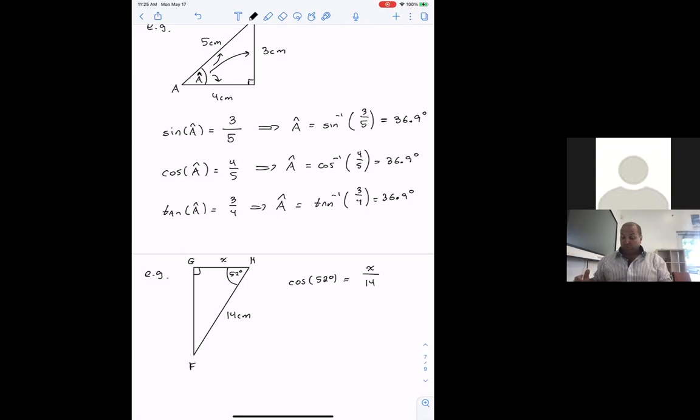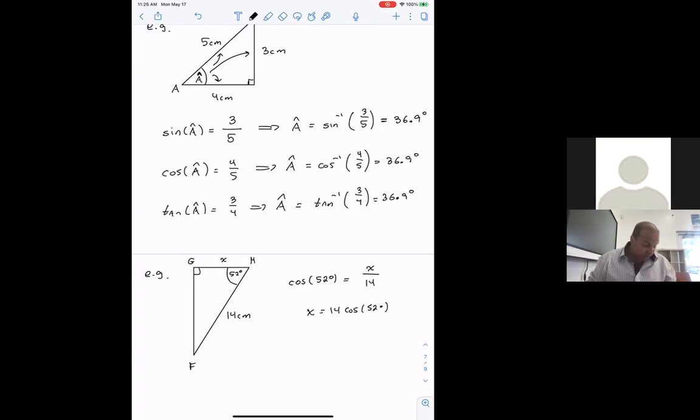It's the only unknown. So we can solve by what? By cross multiplying. Well, what exactly is cosine of 52 degrees? I don't know. I mean, I know approximately what it is, but if I want exact, go to your calculator. Cosine of 52 degrees, and you multiply that by 14. X is equal to 14 cosine of 52 degrees.